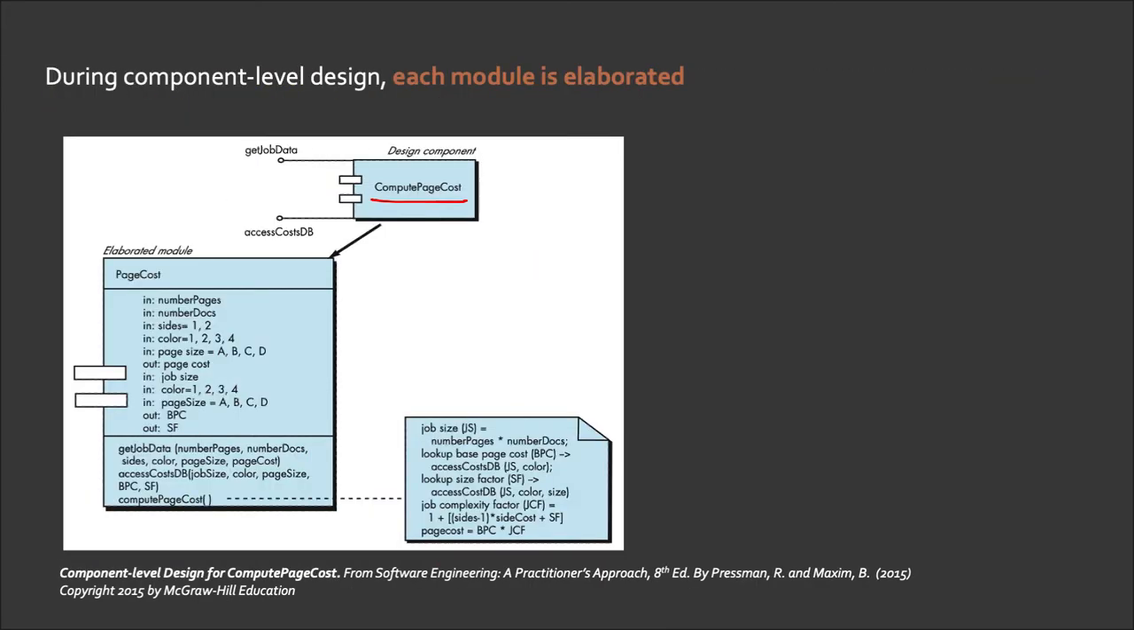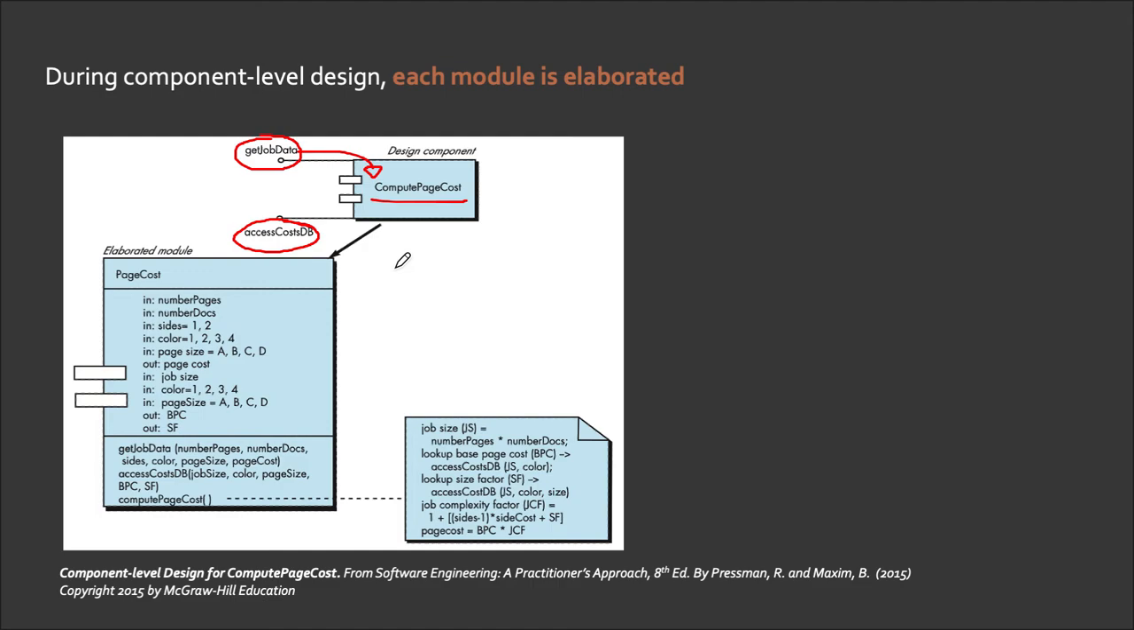Let's go back. The compute page cost module accesses data by invoking the module, which is our interface, get job data here, which allows all relevant data to be passed to the component. So from this interface, it will be invoked and passed to this component, which is our compute page cost, and the database interface, this one, access cost DB. This actually enables the module to access a database that contains all printing costs.